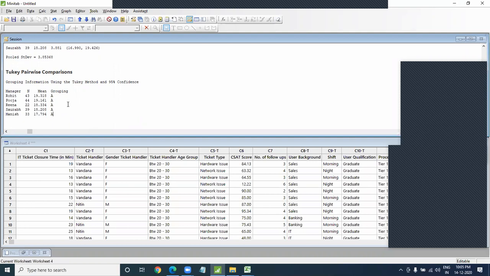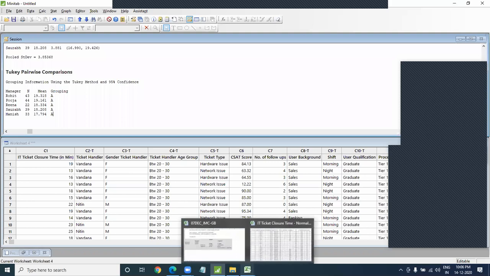Is this okay with everyone? Anyone has a question about what we covered in the two sample T or ANOVA? Is that okay with everyone? Okay.